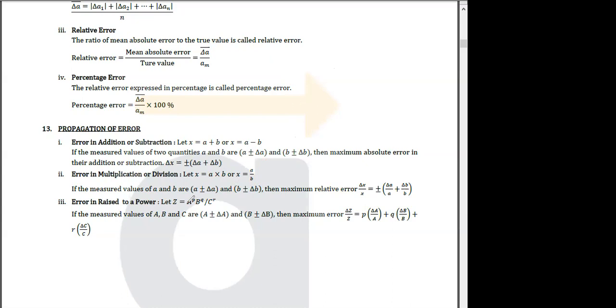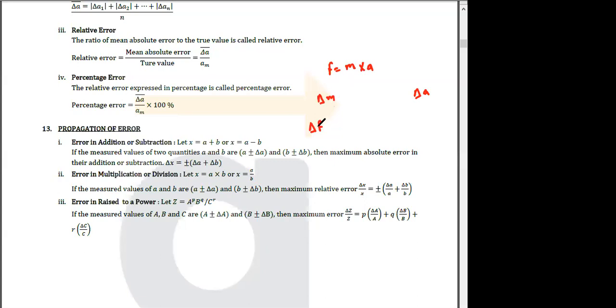Suppose we have force is equal to mass into acceleration. There's error in mass, delta m, and there's error in acceleration, which is delta a, right? And I want to find what is the error in this force. Here, since it is multiplied, the error gets added. Understand this thing, right? If any term is multiplied or divided, right?